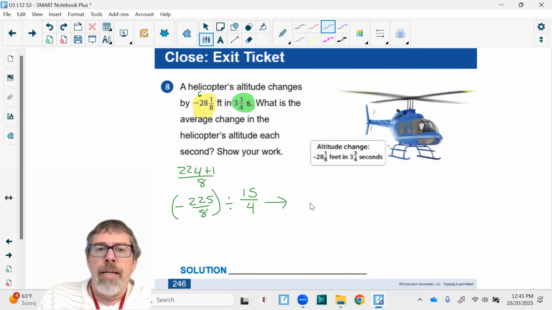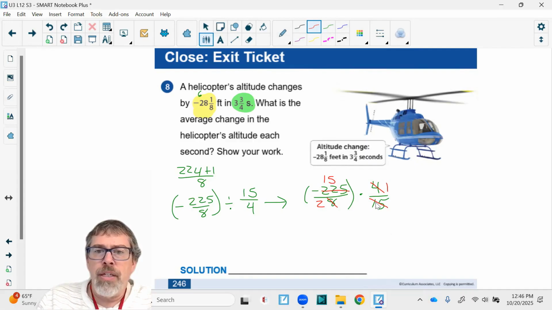Okay, then we're going to take this negative 225 over 8, change the division to multiplication, and take the reciprocal of 15/4, and it's 4/15. Cancel if possible. 4 will go into 4 one time, 4 will go into 8 two times. And 15 times 15 is 225, so this is going to reduce to 15, and this is going to reduce to 1. So if you know your multiplication tables really well, this is actually quite simple.